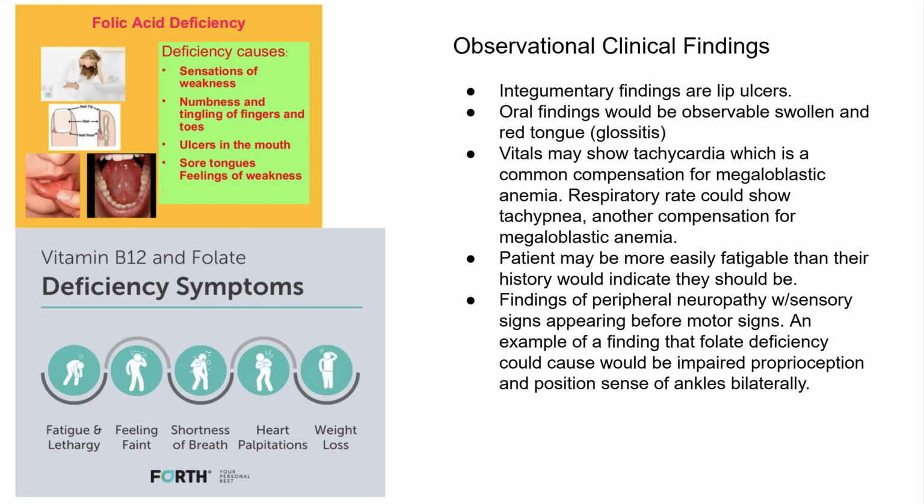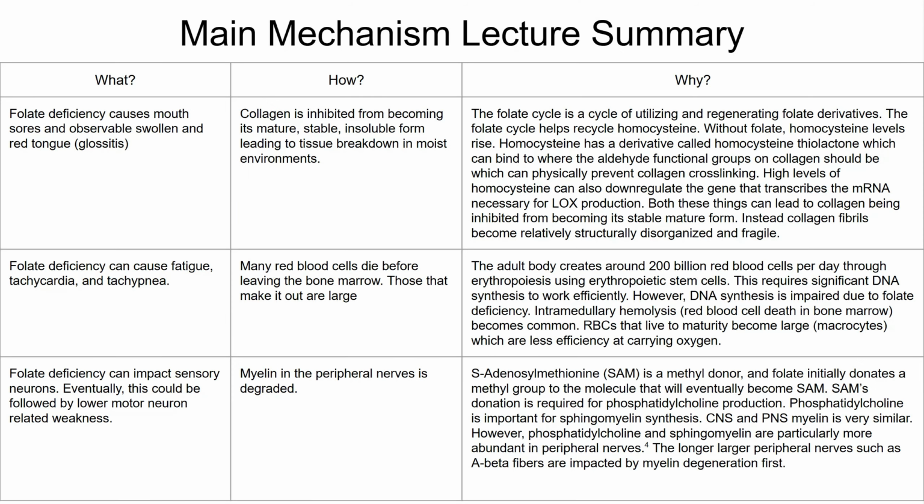Neuro findings include peripheral neuropathy with sensory signs appearing before motor signs. An example of a finding that folate deficiency could cause would be impaired proprioception and position sense of ankles bilaterally.